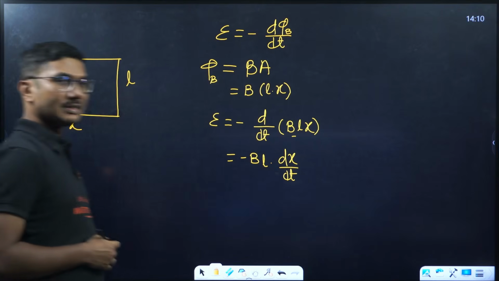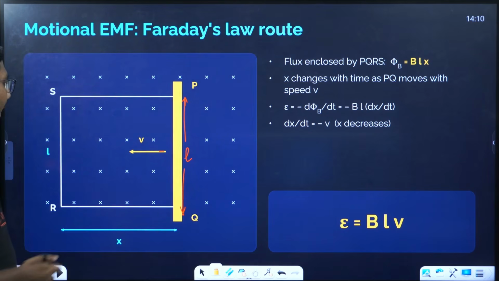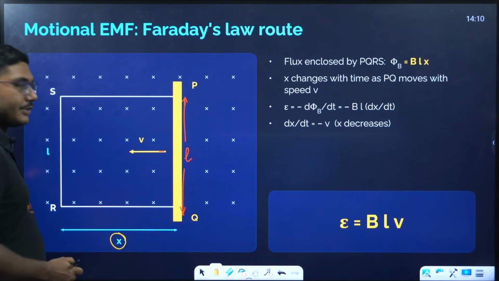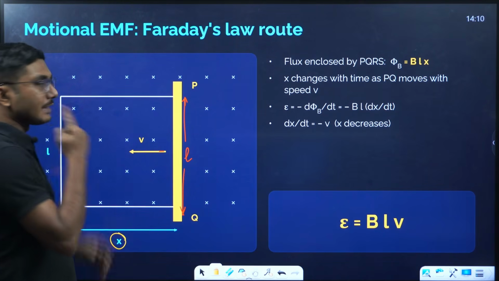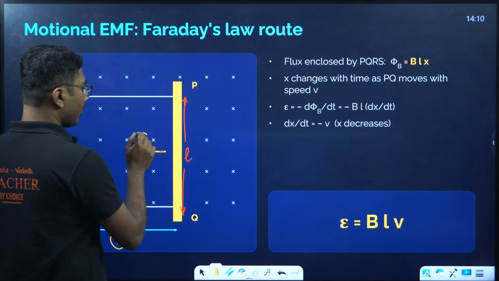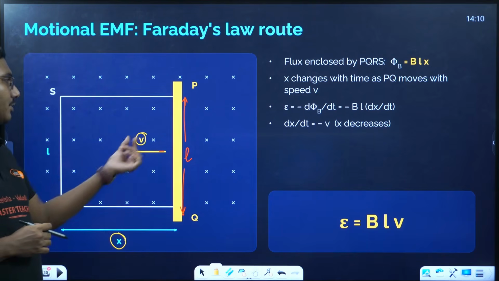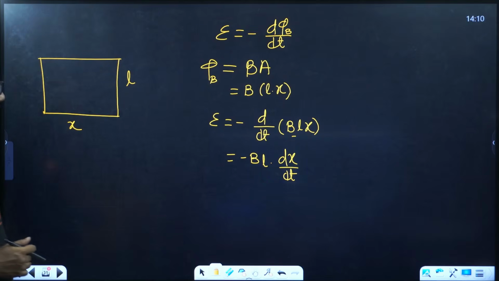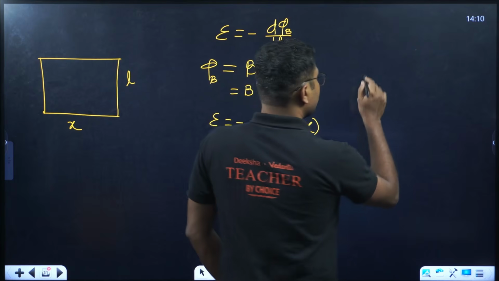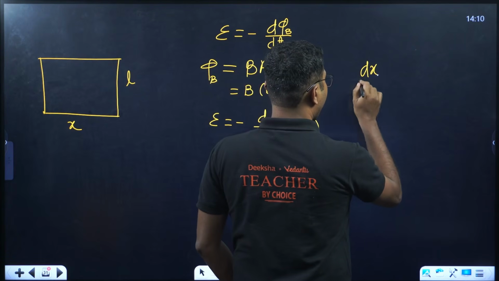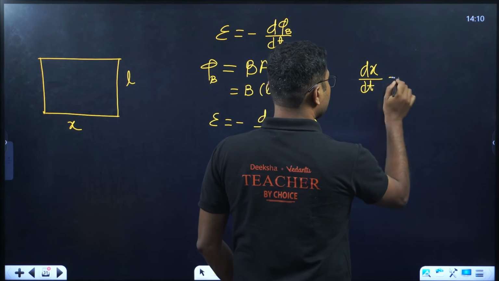Now what is dx by dt? Rate of change of x. So how is x changing? It is changing based on this velocity. That means we can say that dx/dt must be equal to velocity.